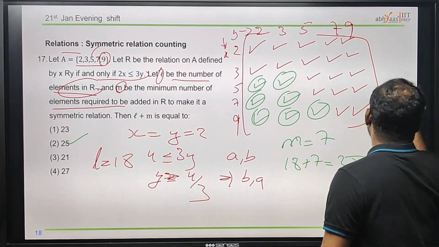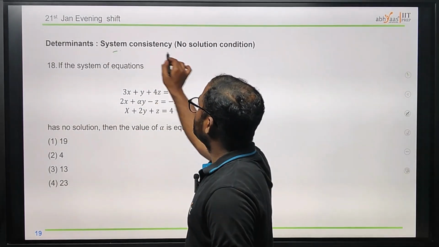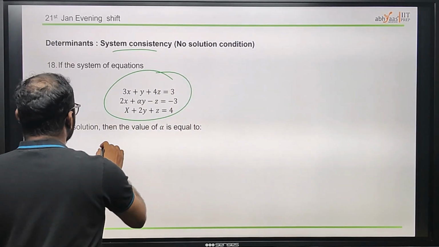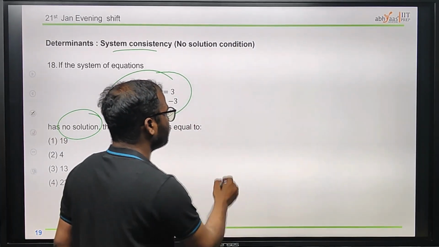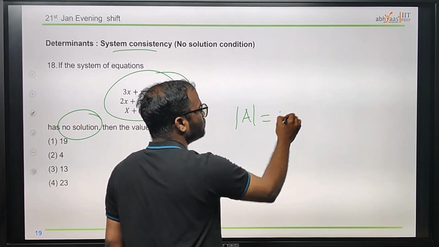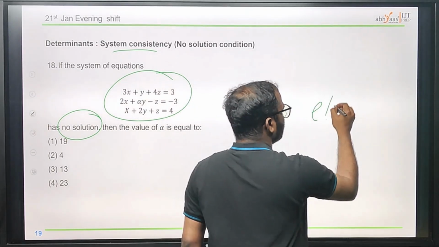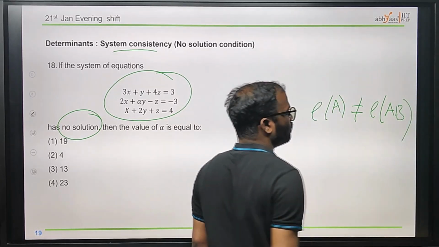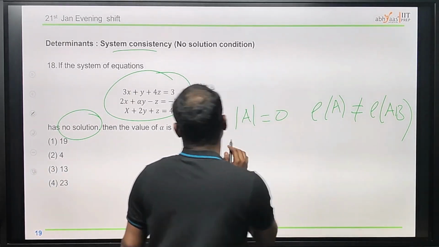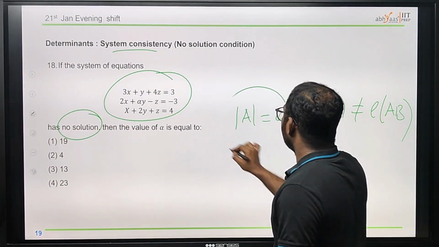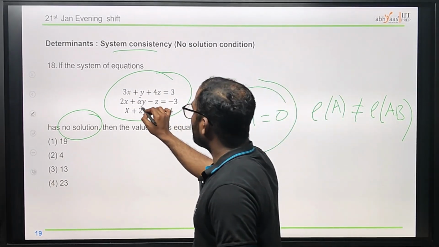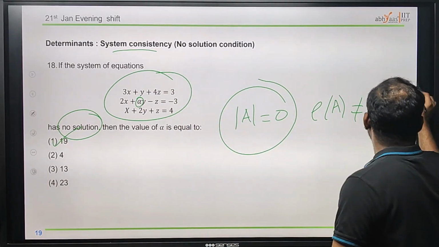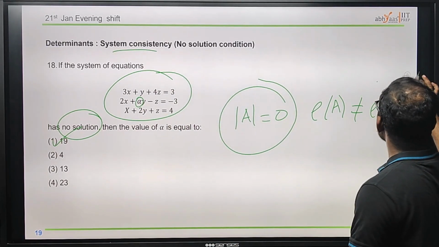Now, the next question is on the basis of system of equations. They are saying that we have a no solution equation, and we know we have no solution when the determinant is equal to 0 and rank of A is not equal to rank of AB. Therefore, for this we have no solution. So just do the determinant of this in order to find the alpha value. We will get the alpha value as 19. Okay, we have the next question.